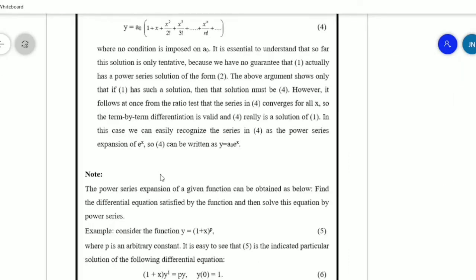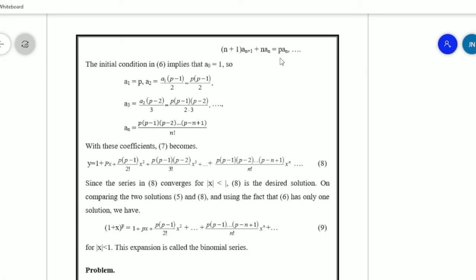There is another function. Consider the function y = (1 + x)^p. For finding the power series solution, first of all you have to write down its particular solution. Find the given equation's particular solution: (1 + x) y' = py, with the given condition y(0) = 1. Suppose that it has a power series solution. So substitute in the equation and equate to 0.